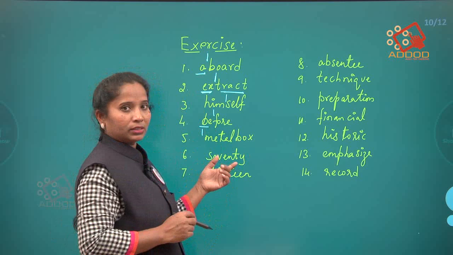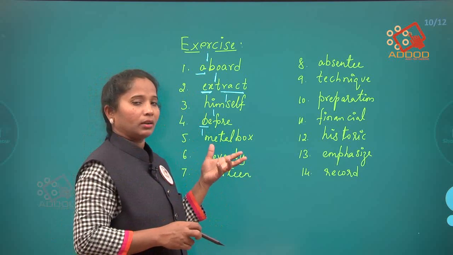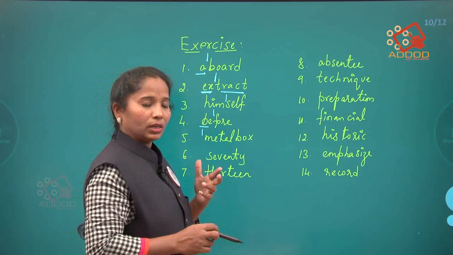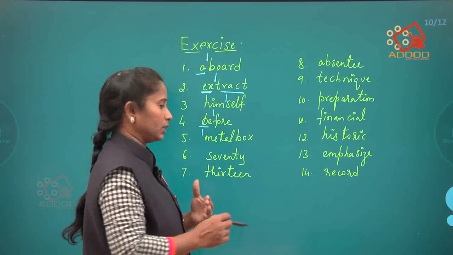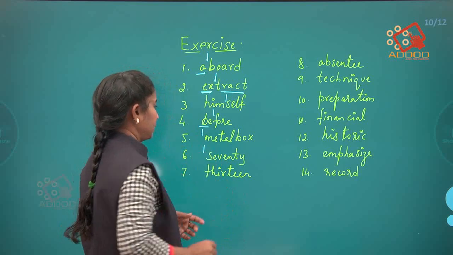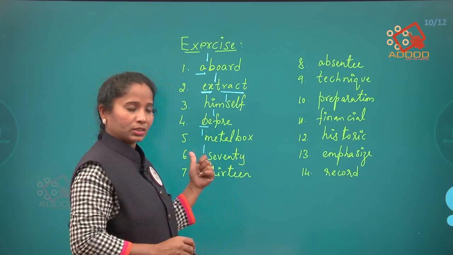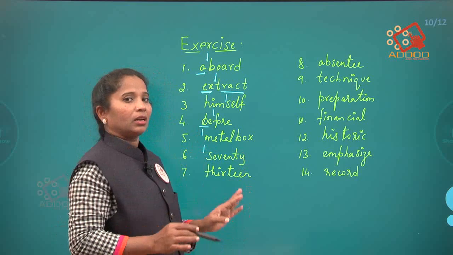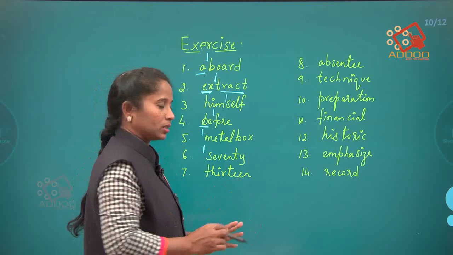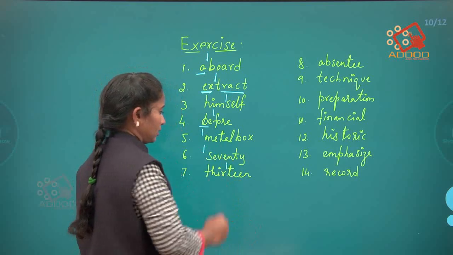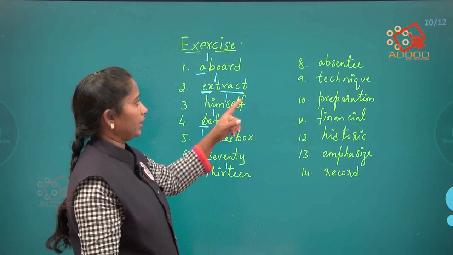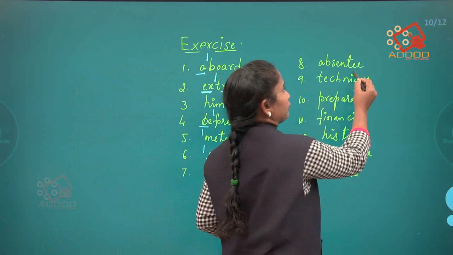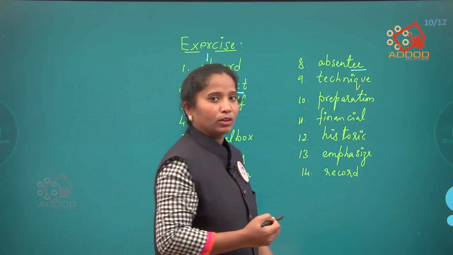Next, 70. So all numbers are either nouns or adjectives. So 70 here, the stress mark will be on the first syllable. Any numbers, stress on the first syllable. Here 13. So any teens, the stress mark will be on teen itself. So you have to place the stress mark here. Okay, next one, absentee. So there is a suffix double E here.